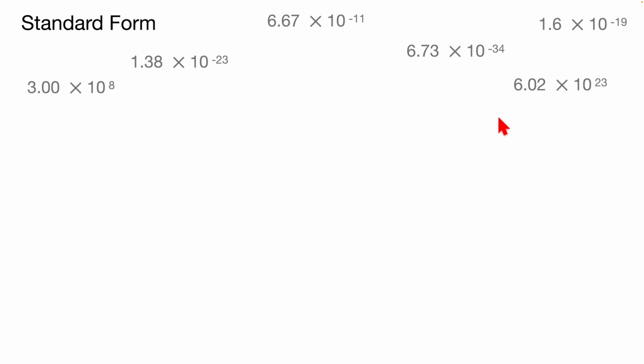These are scientific constants. This one is the speed of light in a vacuum, meters per second. This one is how many molecules in a mole. Interesting stuff, but they all have one thing in common. P times 10 to the q, a number times 10 to a power.